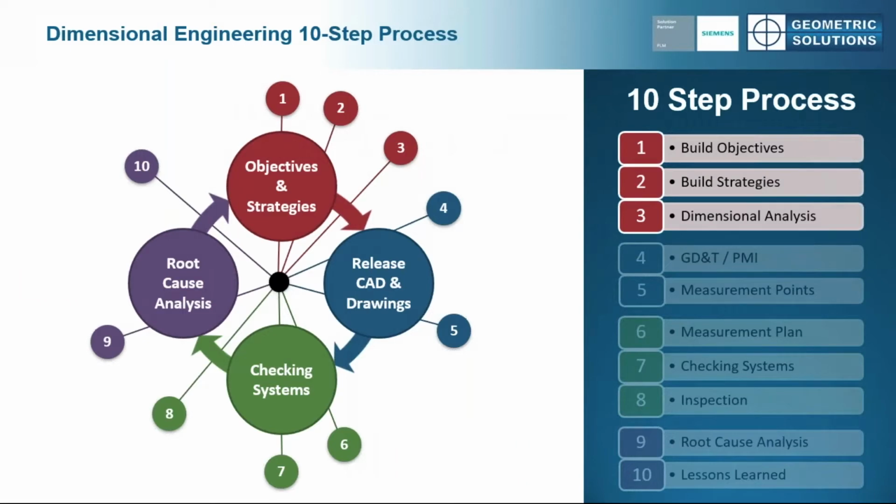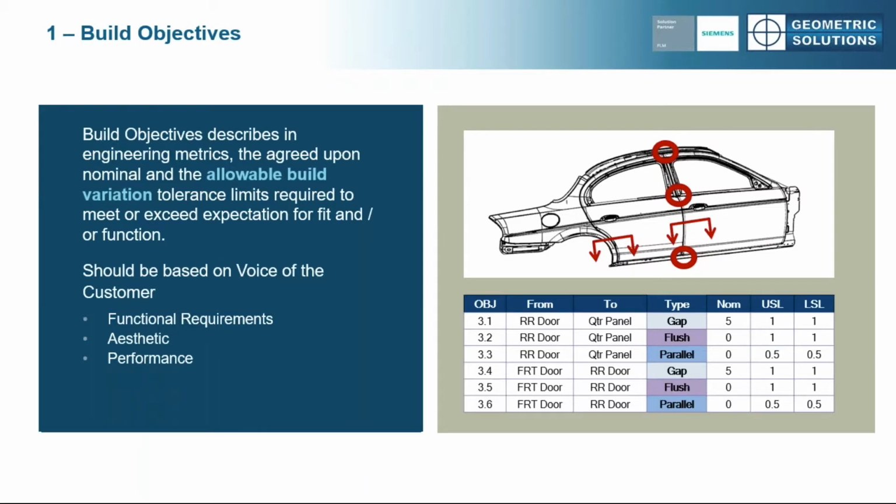So let's look at these steps. Here's the 10 steps. I'm going to go into the first one here, build objectives. Build objectives basically describe the allowable build variation that can happen and still be considered acceptable, right?